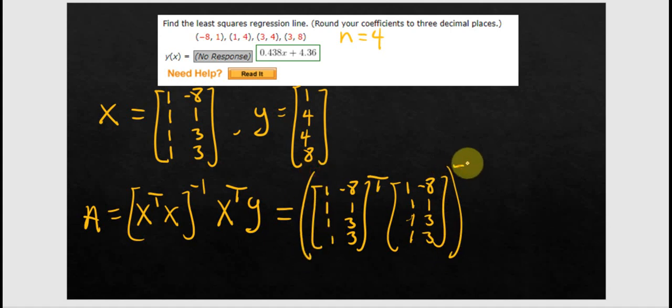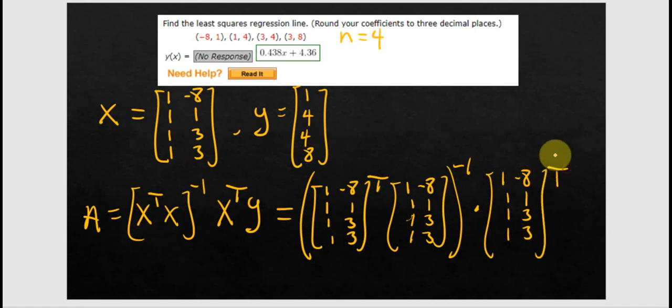So then on your graphing calculator, just use the power button -1, and that takes care of the inverse. And then now this is times x, and this transpose on that, then times y.